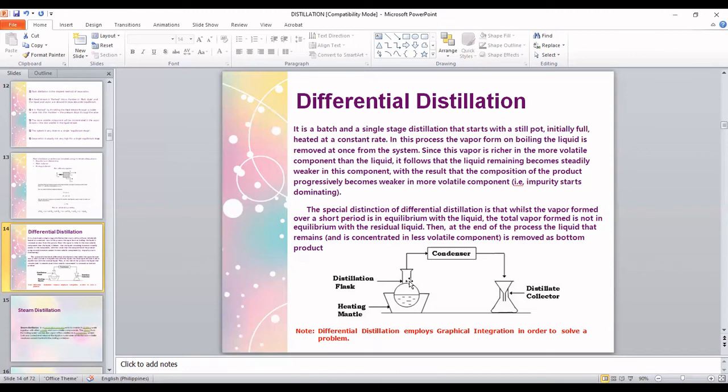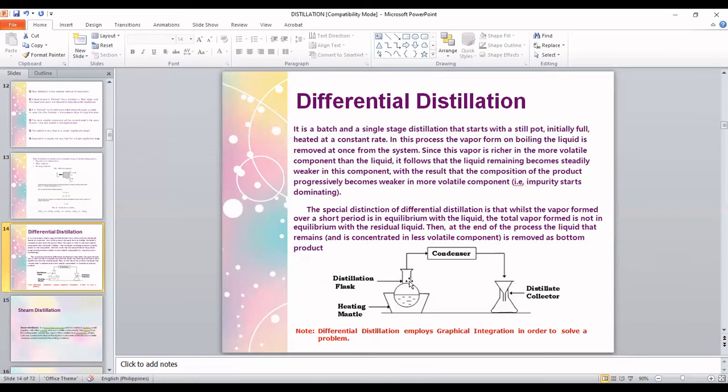Anybody who can tell me what's your understanding of this? The total vapor formed is not in equilibrium with the residual liquid, but rather it is in equilibrium with the liquid. What do we mean by that? What liquid and what vapor are we talking about here? Anybody who has an idea?